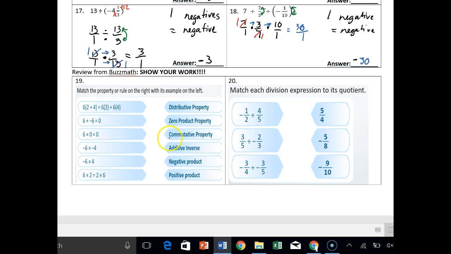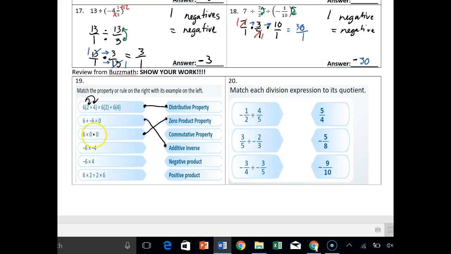We're trying to do all these properties. So first of all, 6 parentheses 2 plus 4 is the same thing as 6 times 2 and 6 plus 6 times 4. That's the distributive property. We haven't learned about it just yet, but we will. 6 plus a negative 6 equals 0. Hopefully you remember that's the additive inverse. 6 times 0 equals 0. Anything times 0 equals 0, that's the zero product.